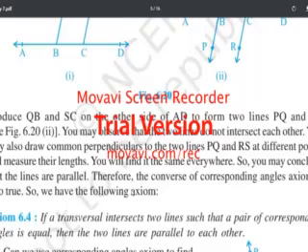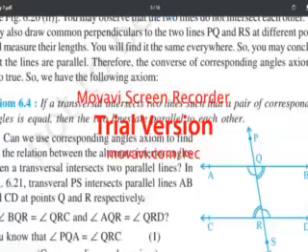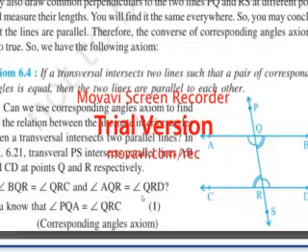So we have the following axiom. Further axioms I will be explaining during the online class.